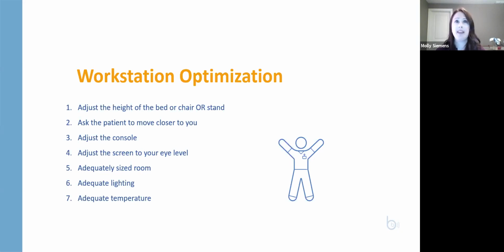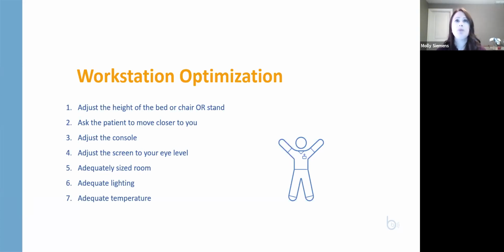Varying how we scan, again, sitting versus standing. Keeping our scanning area separate from our report workstation, or at least making a point of getting up between patients, moving around, either to call them back from the waiting room or just walking up and down the hallway once to allow our muscles to recover in between patients.